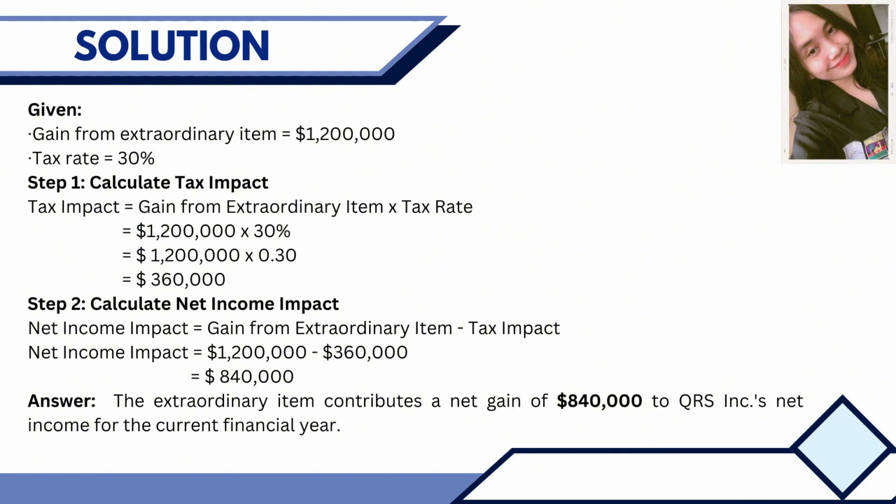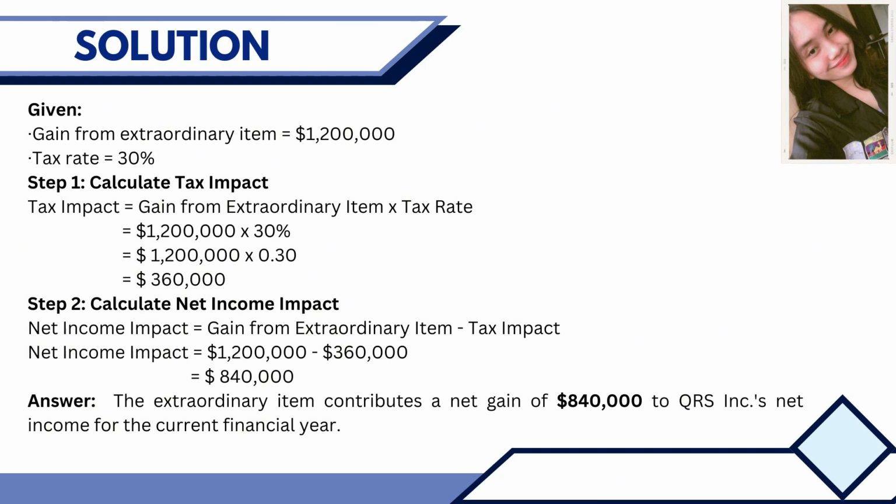Step 1. Calculate tax impact. Determine the tax impact by multiplying the gain from the extraordinary item by the tax rate. So, $1,200,000 times 30% is equal to $360,000. Step 2. Calculate net income impact.